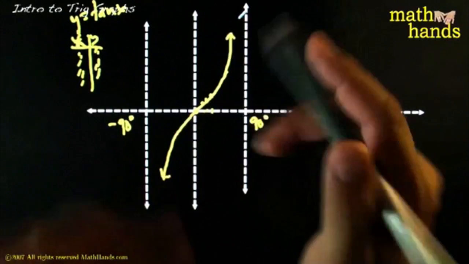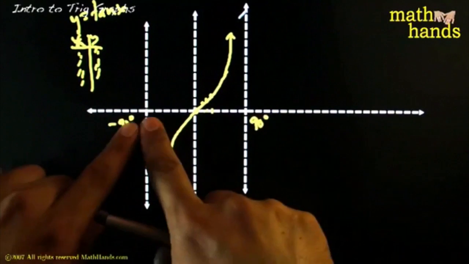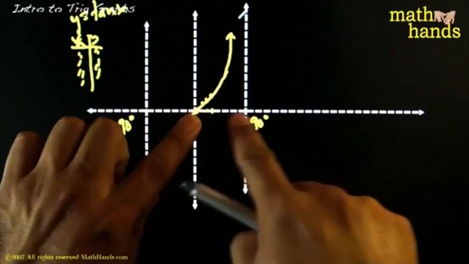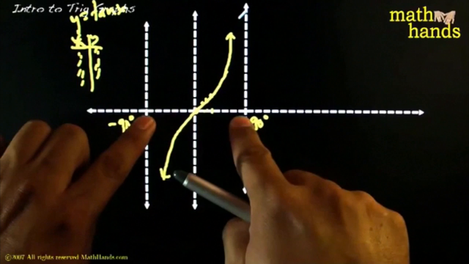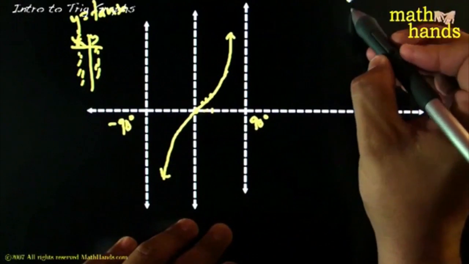The tangent graph actually has a different period. The period is from here to here, 180 degrees. 90 here plus 90 here, a total of 180 degrees. And this piece right here gets repeated over and over again.